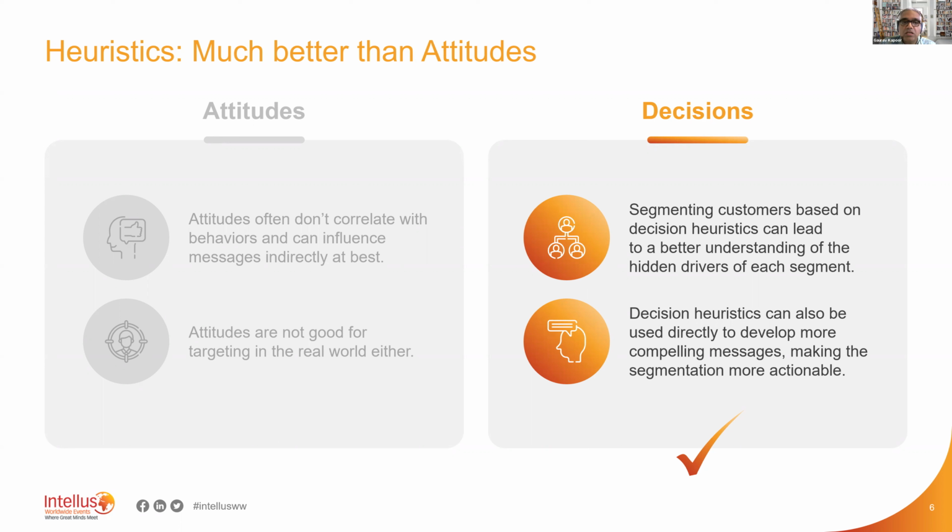It explains the customer's decision-making and eventually their behaviors. It can directly be used to craft language. Literally, if you know a heuristic that a segment is using, you can write messages to that heuristic in a one-to-one fashion. So potentially, you can still include attitudinal information in your segmentation, but if you really want to make your segmentation actionable and take it to segment-based messaging, decision heuristics beats attitudes hands down.